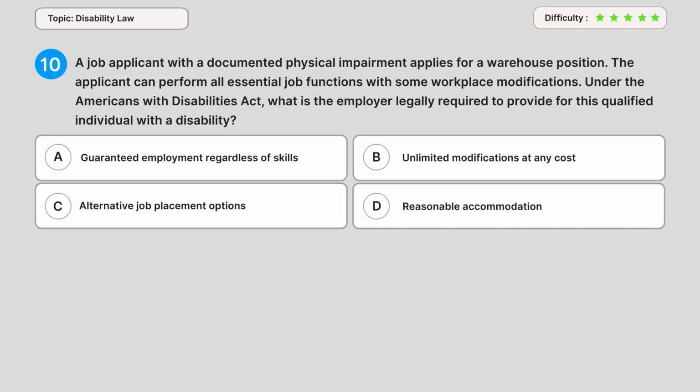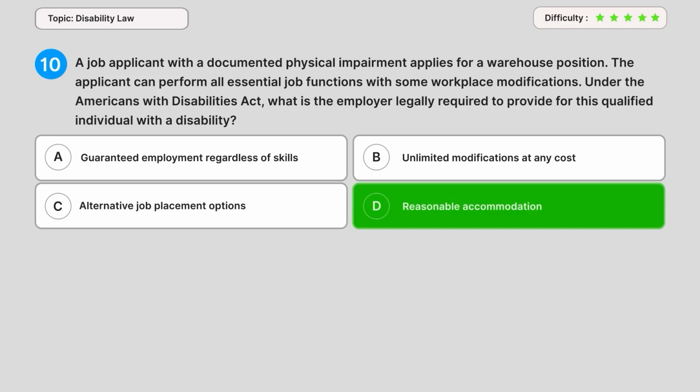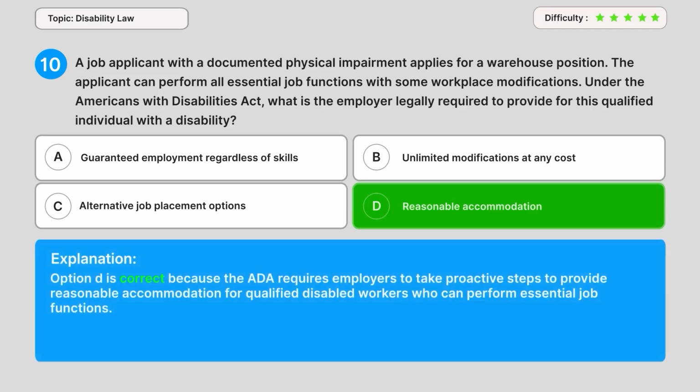Correct answer, D. Reasonable accommodation. Explanation: option D is correct because the ADA requires employers to take proactive steps to provide reasonable accommodation for qualified disabled workers who can perform essential job functions.